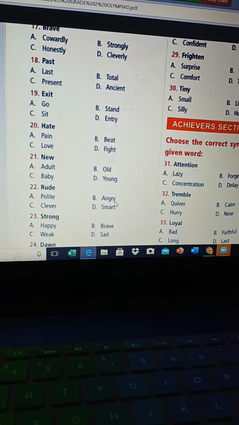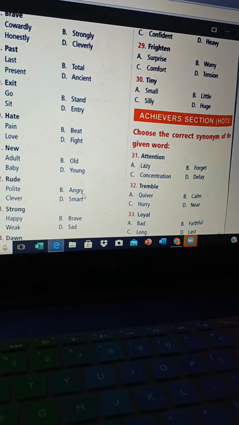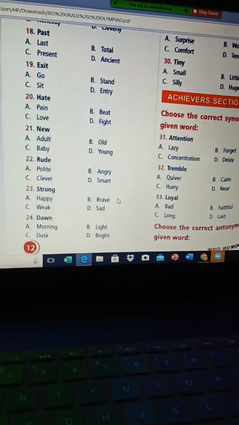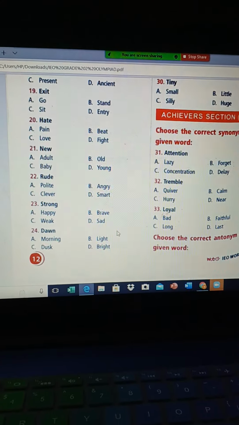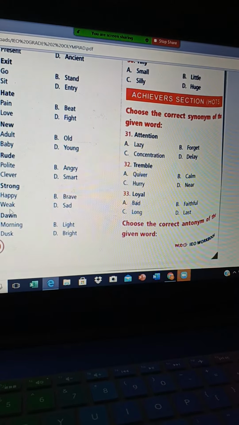And the opposite of angry will be, like I told you a few minutes before, the opposite of angry will be calm. Now, what is the opposite of strong? The opposite of strong will be weak.